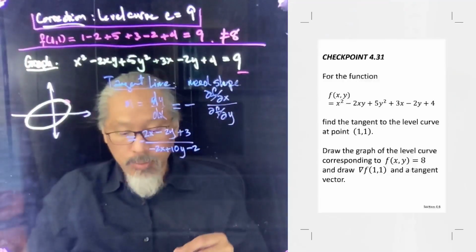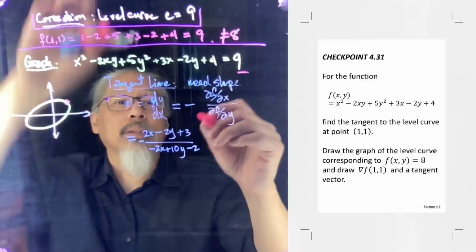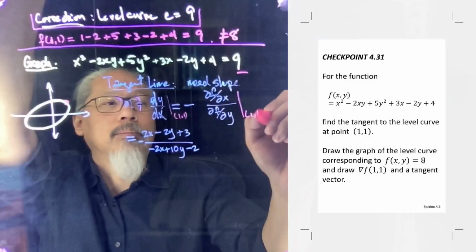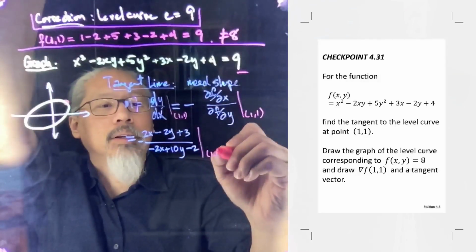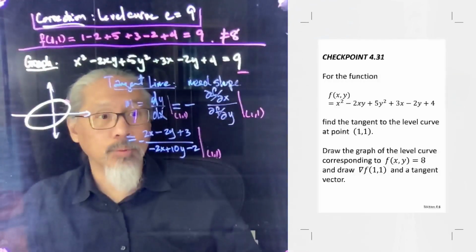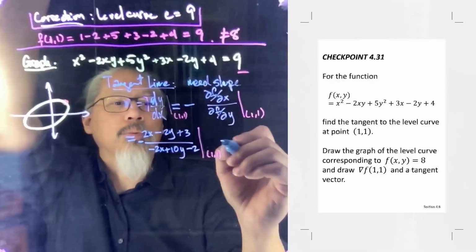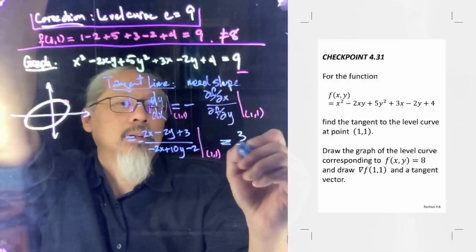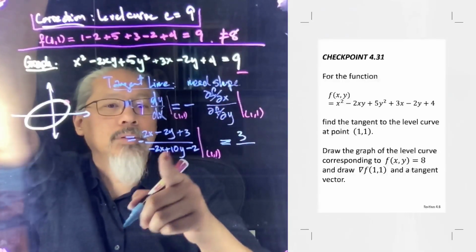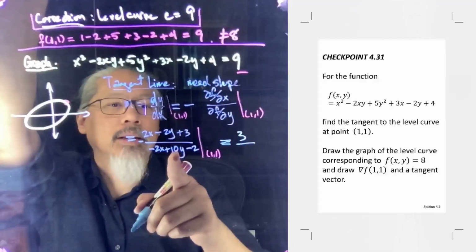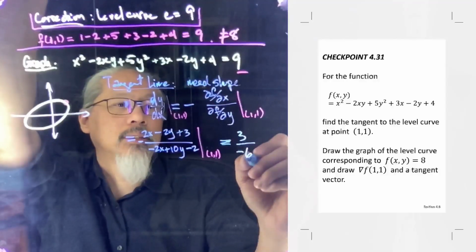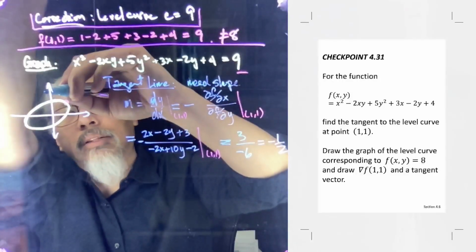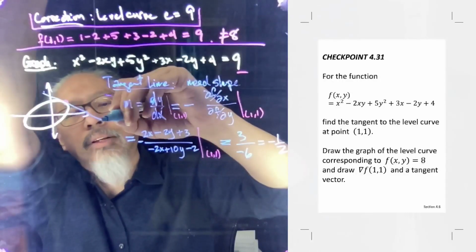And this is what we would have, except we want to evaluate this at the point (1, 1). So I'll use the vertical bar, saying we're going to put (1, 1) in there. So if we put (1, 1), we're going to get 2 minus 2 plus 3. And then in the denominator, you get negative 2 plus 10, that's 8, minus 2 is 6. So this is going to be a negative 1/2. So the slope looks like it'll be not so steep, negative 1/2.